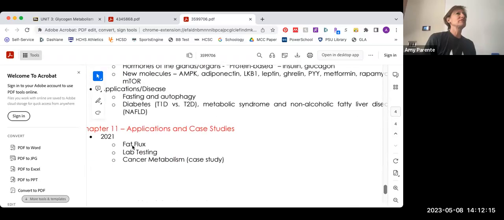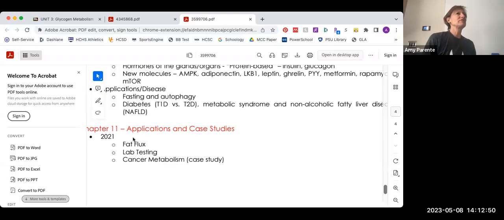And then again, none of this stuff, even though I listed it here, you are not responsible for anything that we did in our application piece. Anything that we talked about in the cancer metabolism case study was a revisit. I expect you to understand the Warburg effect and why we'd expect there to be an increase in lactate production and a decrease in oxygen production. But beyond that, nothing on the lab testing. Other than some of the things we've talked about already, I do want you to know what normal blood sugar levels are for a fasted state: 5 millimolar, which equates to 90 milligrams per deciliter.